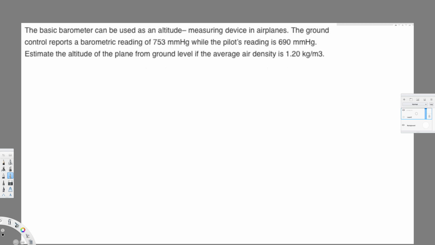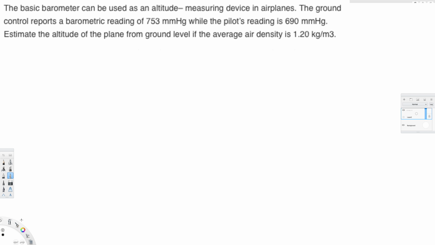Let's do this problem right here. The question is saying the basic barometer can be used as an altitude measuring device in airplanes. The ground control reports the barometric reading of 753 millimeter mercury, while the pilot's reading is 690 millimeter mercury. Estimate the altitude of the plane from the ground level if the average air density is equal to 1.20 kilogram per meter cube. So let's see how we can calculate.